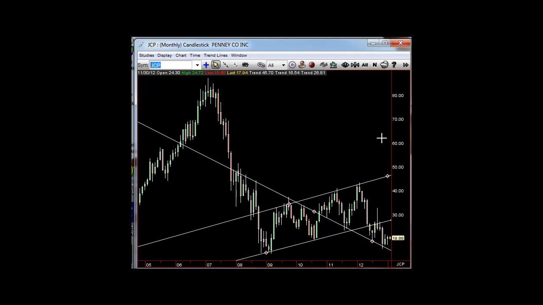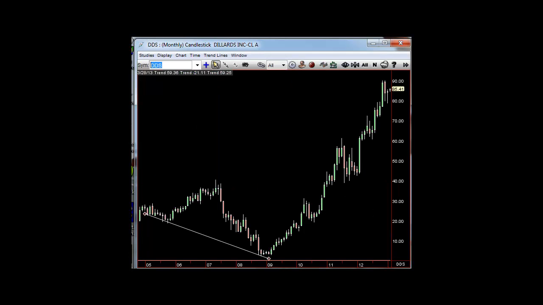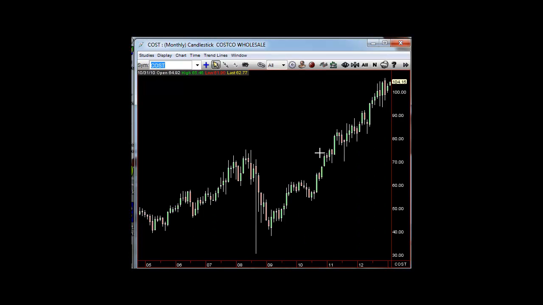J.C. Penney's inside month. You got Dillard's Department Stores trying to go hammer. It wasn't quite an inside month by a few pennies the previous month, but hammer month in a strong trend. Like I said, a lot of these hammers are going to determine whether there's going to be a real second wave momentum move. Watching the cues, watching all these actionable signals coming up here. We got Costco inside month and trying to move higher.